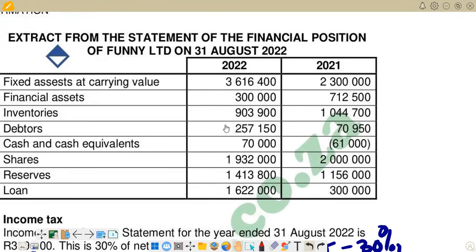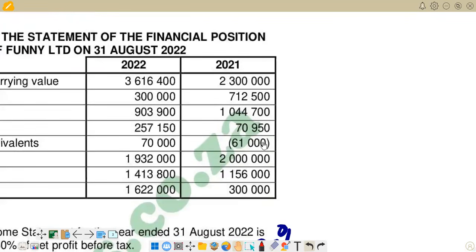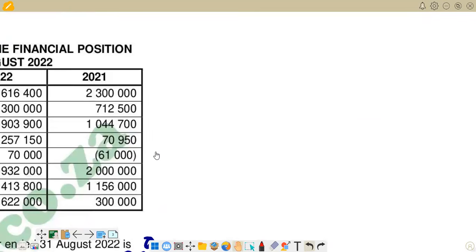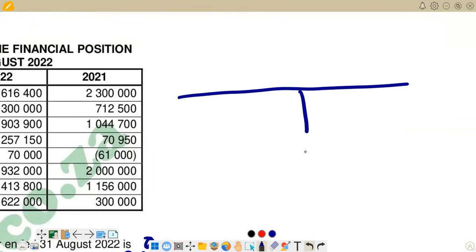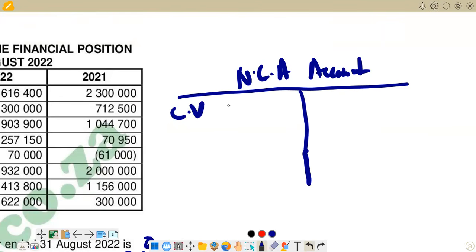So we are going to present it in the form of a T account. Then we find the figure for depreciation. Then after that, we summarize the working on the other section. But here, for understanding's sake, let's just put it in a T account to simplify the working. We are going to say this one is the non-current assets account.